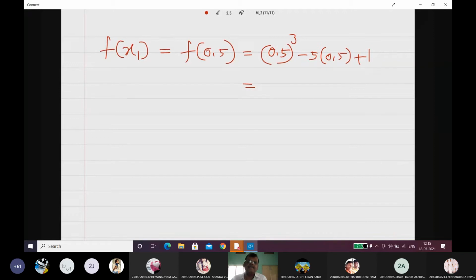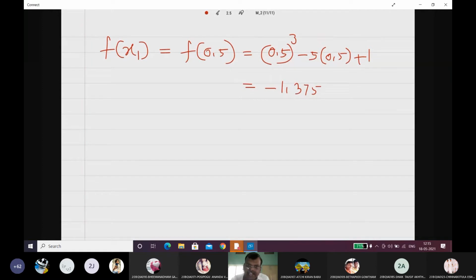Calculator తీసుకున్నారా నాన్న? 0.5 whole cube minus 5 into 0.5 plus 1. ఎంతమ్మా? తీసుకోండి. Minus 1.375. Very good.